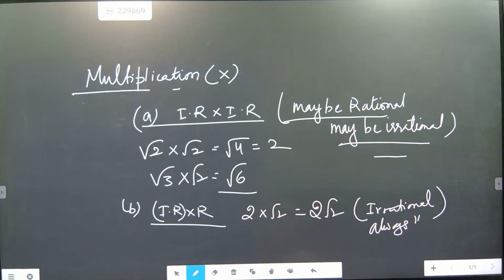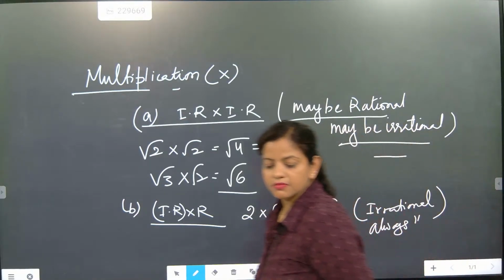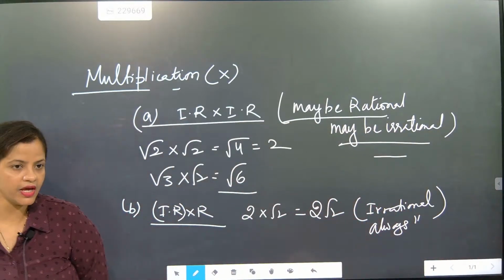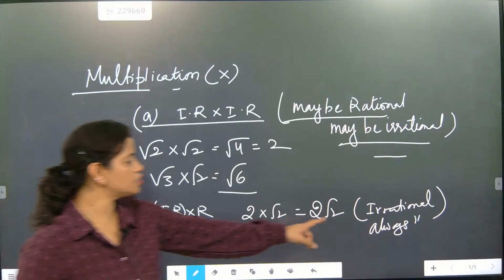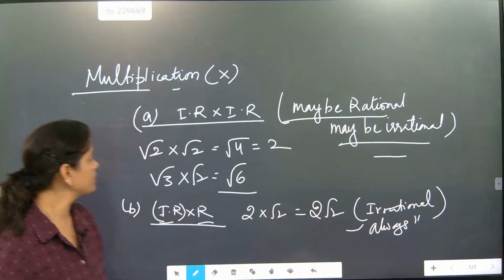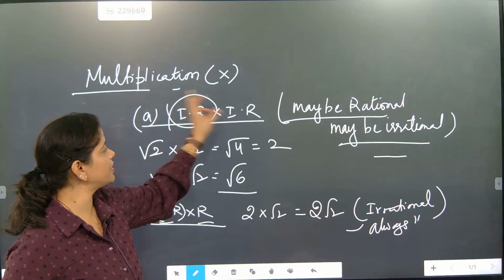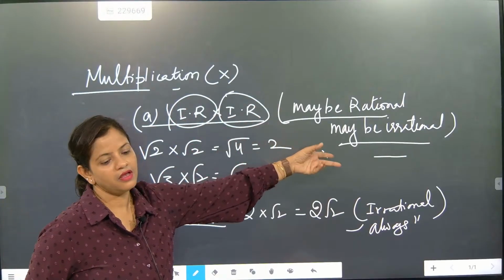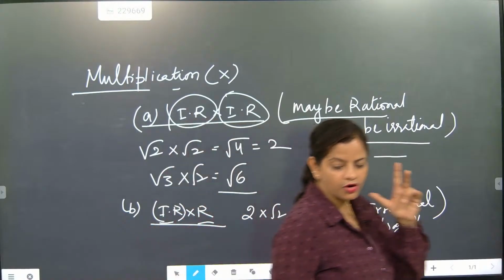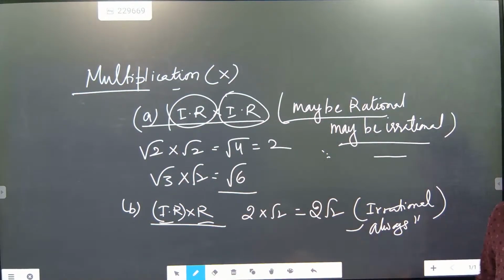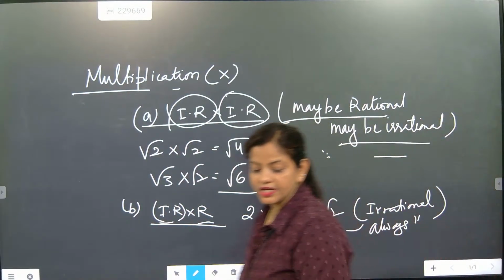Did you understand it? So this is the story between rational and irrational. This part must be done very clearly. When one rational and one irrational are multiplied, the story is always irrational. But when two irrationals are multiplied, the result may be rational and may be irrational. So this is one very important point everybody must remember. Now this is about multiplication.